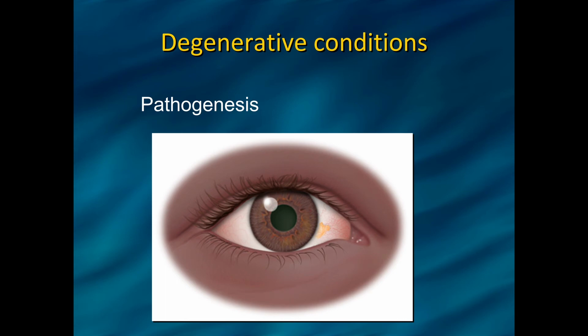What are the characteristics of the pinguecula? It's triangular in shape with the wide base towards the limbus, and this is contrary to the pterygium. In the pterygium, the base is away from the limbus and the apex is usually at the limbus.